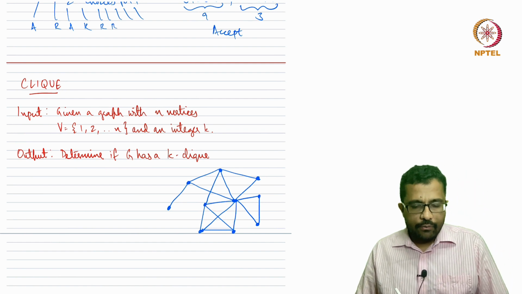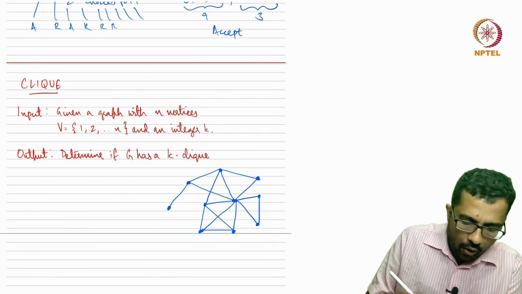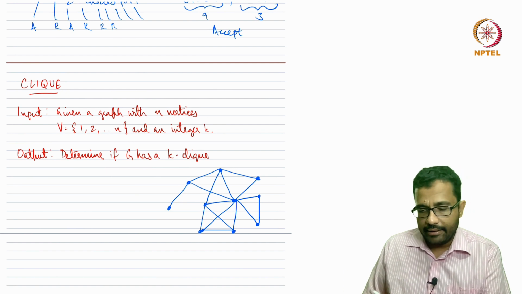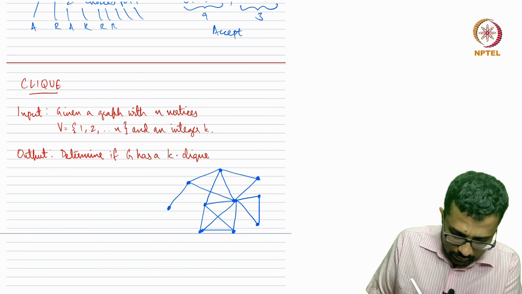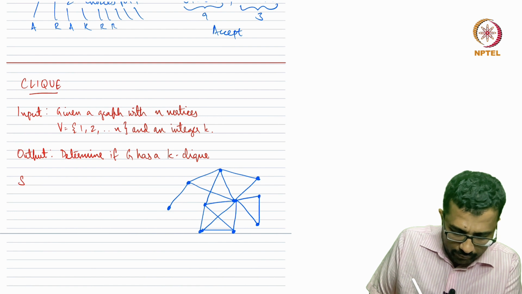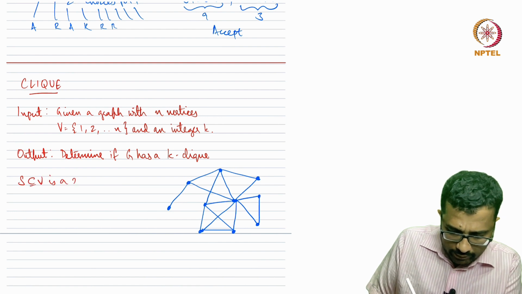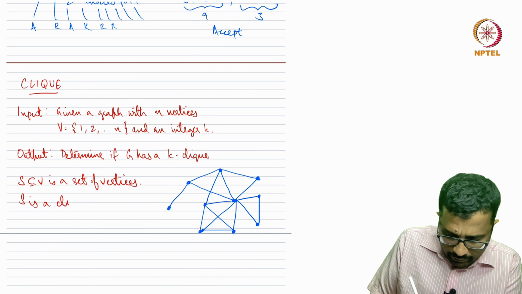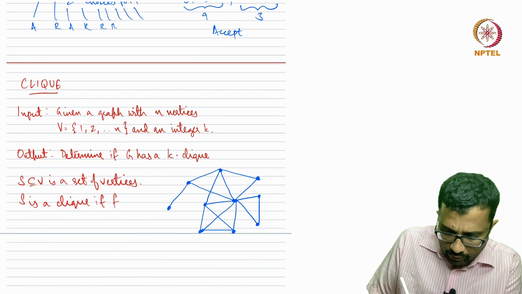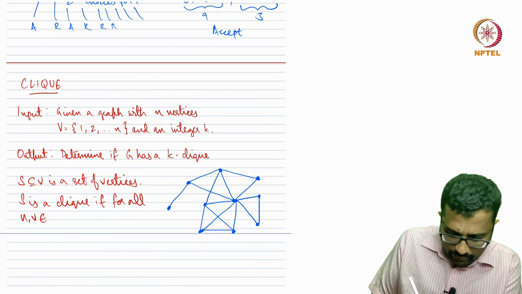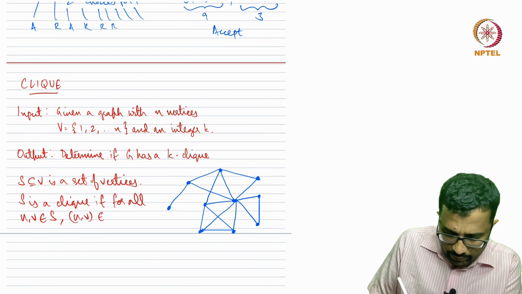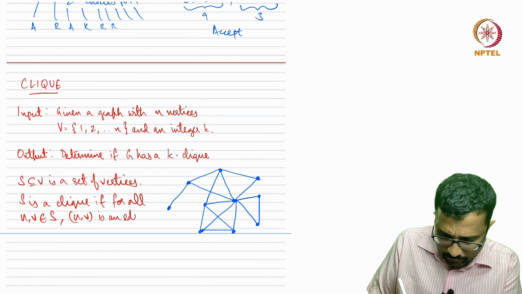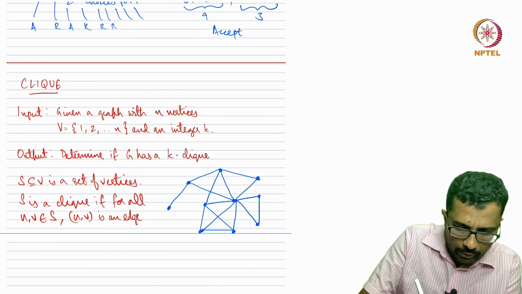And we say a set of vertices is a clique if all the vertices are adjacent, meaning for all the vertices there is an edge connecting them. So S is a set of vertices. S is a clique if for all u, v in S, uv is an edge. So for instance, I'll just draw one example.